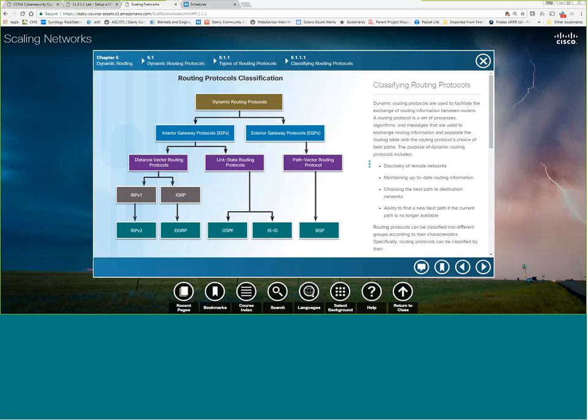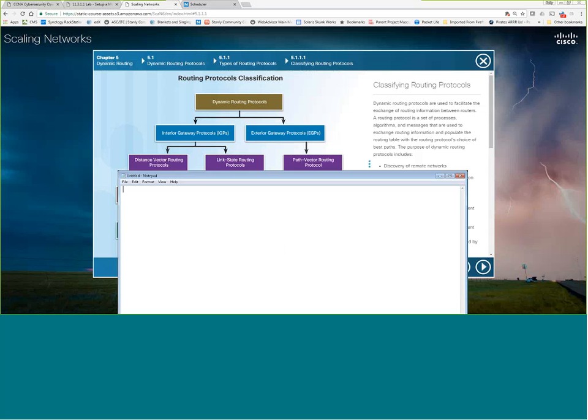Now, one of the things that the very first item you see at the top of this page here is that they are breaking these into IGPs and EGPs. Now, I've done this before. I think I've already told you about autonomous.